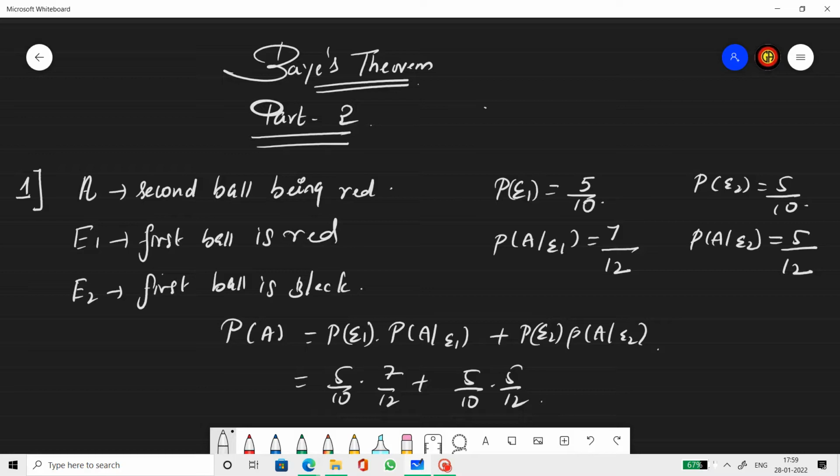Good evening, everyone. Today we're going to do the remaining sums of Bayes' theorem. As you can see, this is the solution for the first question. Let's first read the question.